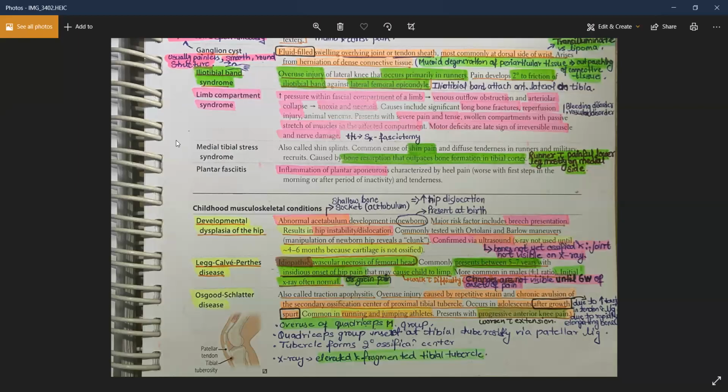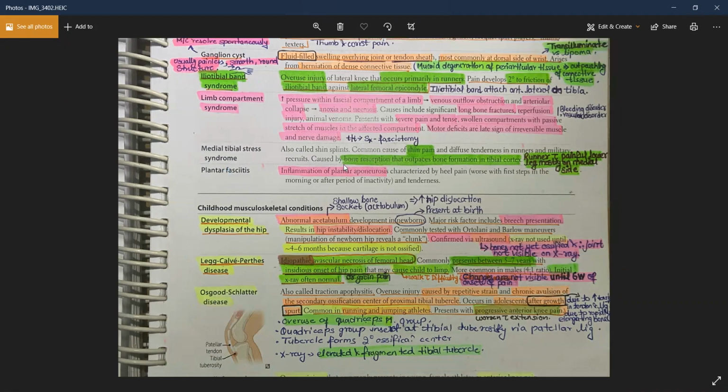Then comes plantar fasciitis. It is basically inflammation of the plantar aponeurosis, nothing much. Fasciitis, you guys already know, you will have an inflammation, you will have a pain. Swelling would be there. And you can also have sepsis sometimes, right? Fasciitis.